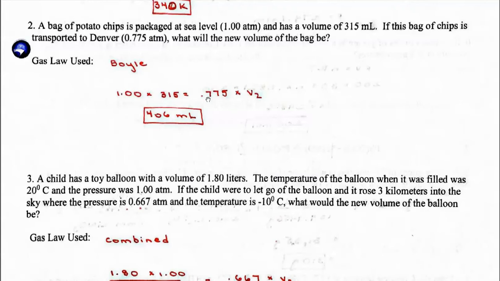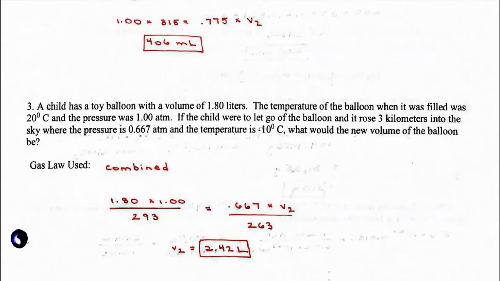So you divide both sides by the 0.775, and I get 406. The important thing to remember now, since this was in mils, the 315, my answer needs to be in milliliters. So be careful with units, be careful with rounding. This is 3 sig figs, because everything else had 3 sig figs, because otherwise I'll have to take off, which I don't want to do.